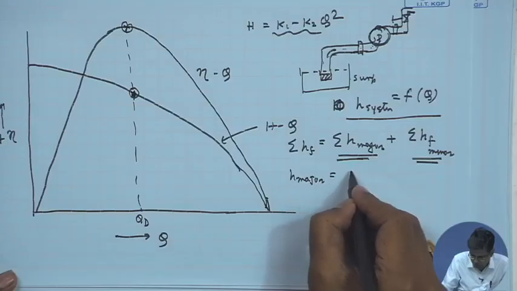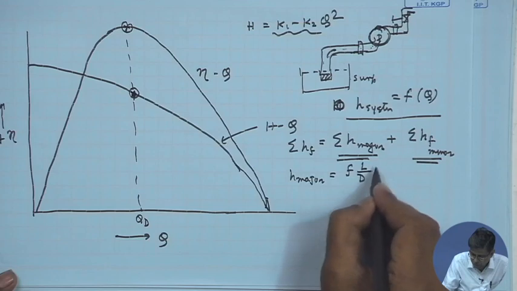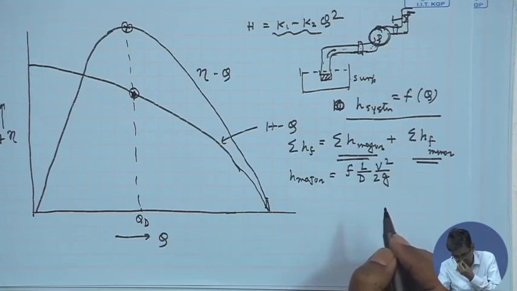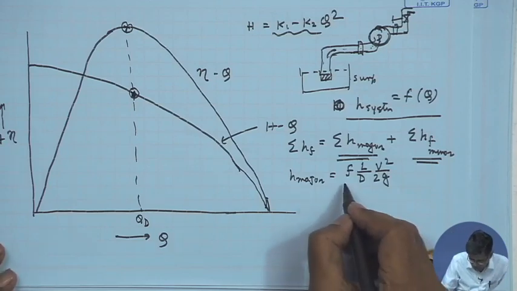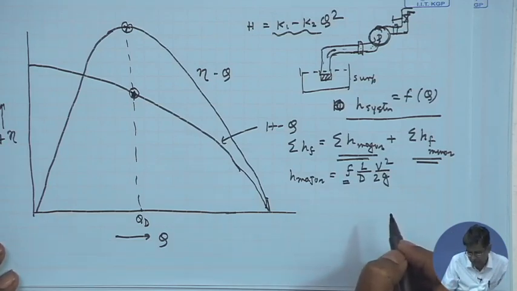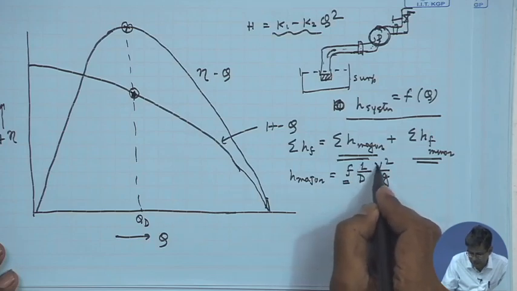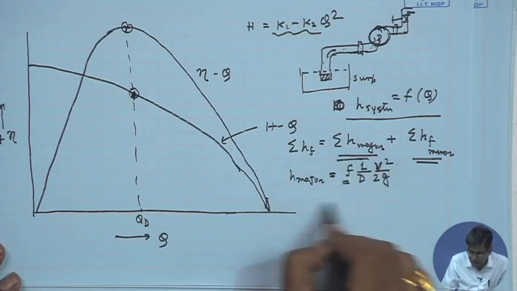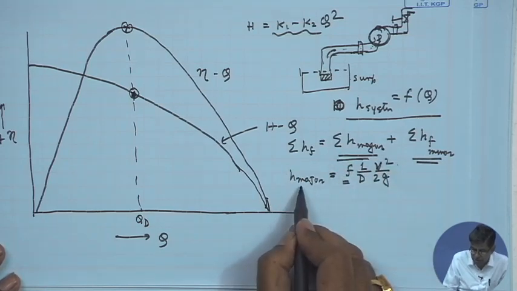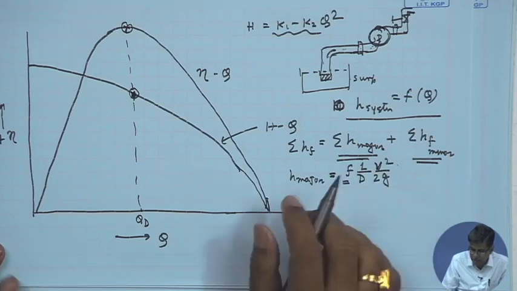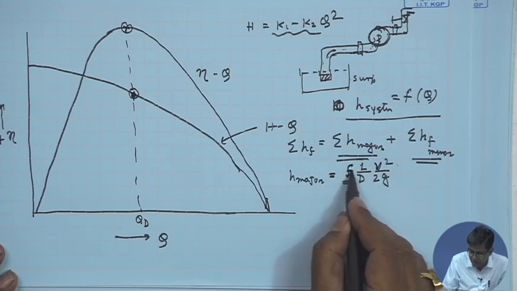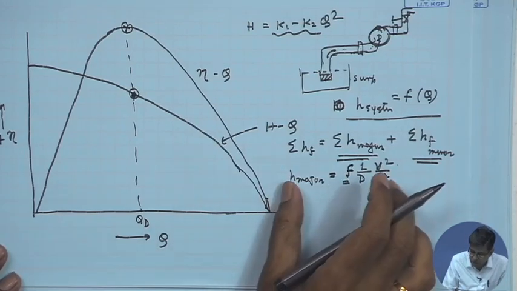Now, the major loss, as you know, in any pipeline, if you recall your basic fluid mechanics concept, is given by f L by D, V square by 2g, where f is known as Darcy's friction factor, L is the length, D is the diameter, and V is the velocity of flow in the pipeline. This is actually the equation that defines the friction factor, because this energy loss is determined from the shear stress at the wall.